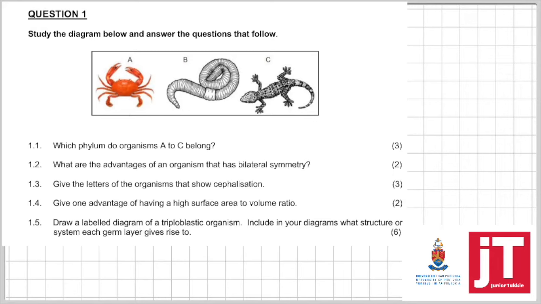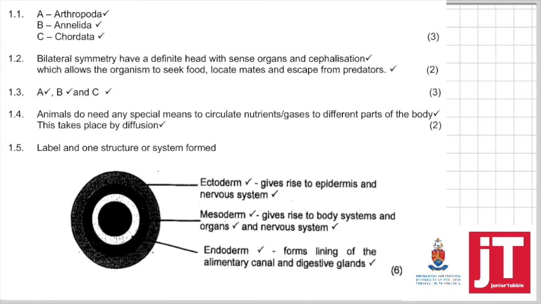1.4. Give one advantage of having a high surface area to volume ratio. Now, a high surface area to volume ratio means most of the surface is exposed to the environment. And the organism here does not need any special system or means to actually collect nutrients or, most importantly, gases. So this process can take place by diffusion. So any organism that has a higher surface area to volume ratio does not need a system to take in gases or nutrients, and so this process will take place by diffusion.